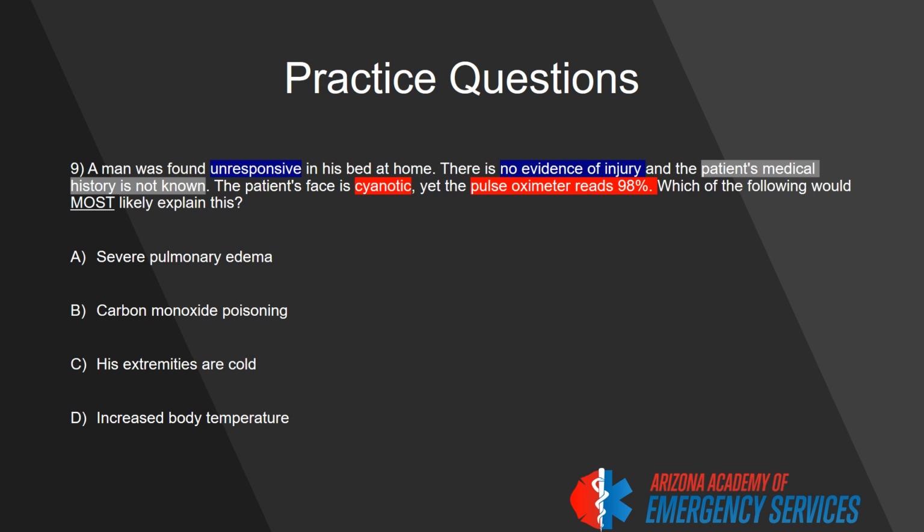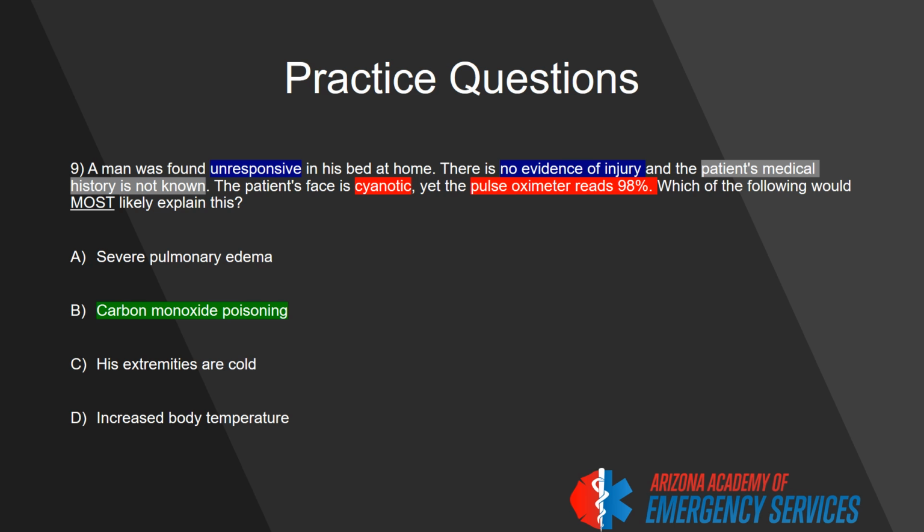Only one of these answer options explains how the patient can be cyanotic, but still have a pulse oximetry reading of 98%. And so putting all this information together, we should easily come to the conclusion that the answer is in fact B, carbon monoxide poisoning. Remember that carbon monoxide has a 270 times greater affinity to bind to hemoglobin than oxygen does.